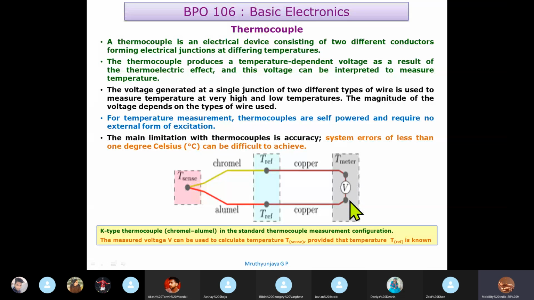So when we are looking at this circuit, this is the junction point which is kept in the temperature being measured. This will be the reference temperature point, and this will give the indication. This is a meter. How does it work?